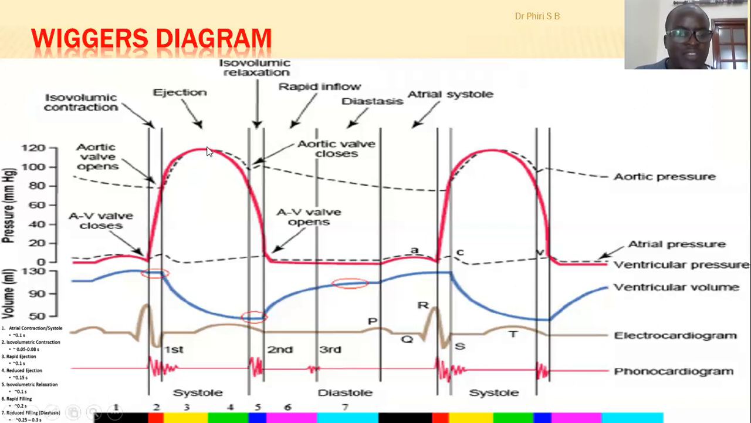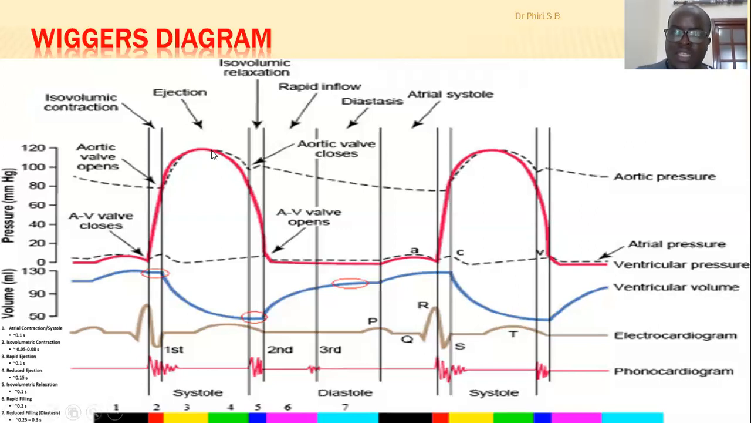Then after the rapid ejection phase, you move to the reduced ejection phase. Reduced ventricular ejection phase means that the muscles will now start relaxing to some extent. Not all the muscle fibers will relax at the same time, so you find that some are still contracting. So blood is still moving from the ventricles to the aorta or the pulmonary trunk, but the ejection will now reduce. We said during the rapid ejection period, about 70% of blood is being ejected. Then during the slow ejection phase, about 30% is being ejected.